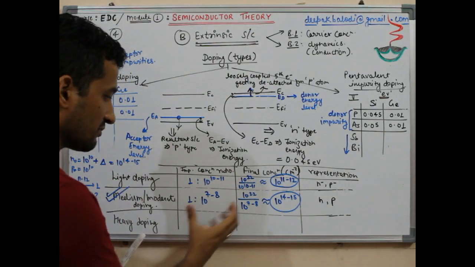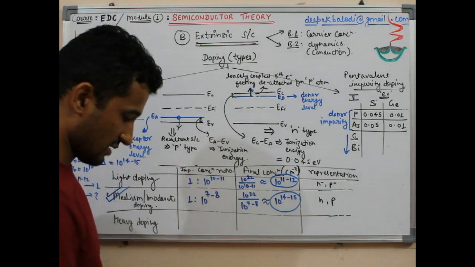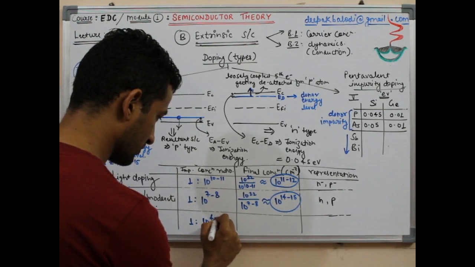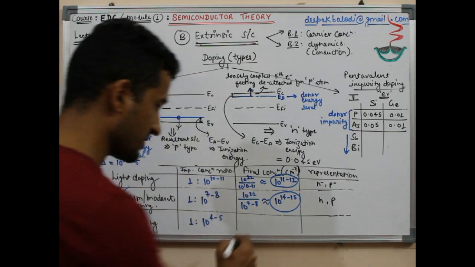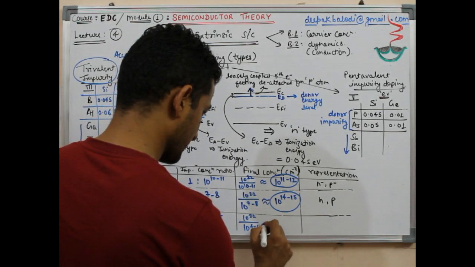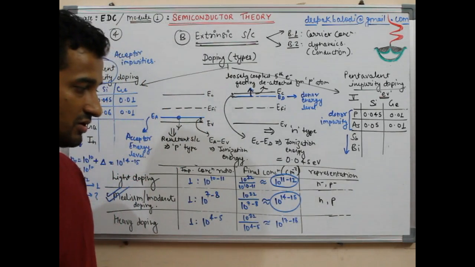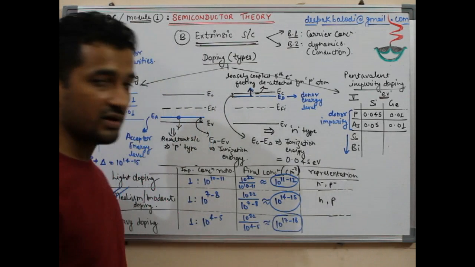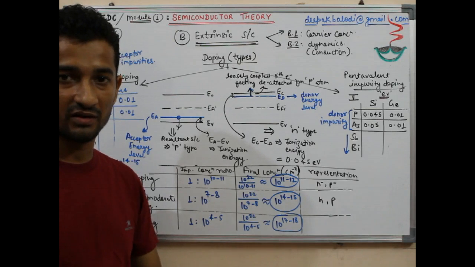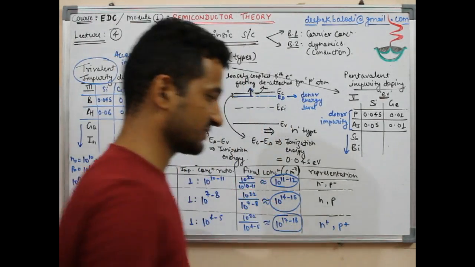Then we can also have one impurity atom within a fewer number of silicon atoms, like one impurity atom out of only 10 to the power 4 or 5 silicon atoms, then the resultant figure would be somewhere around 10 to the power 17 or 18. So 10 to the power 17 or 18 impurity atoms per centimeter cube is a heavy figure, a lot of free carriers. So it is called heavy doping, and it is indicated by either N plus or P plus.